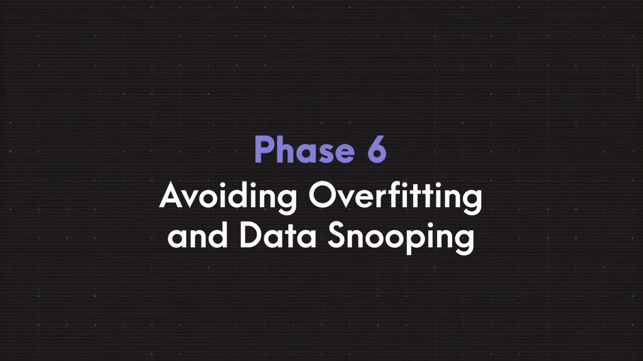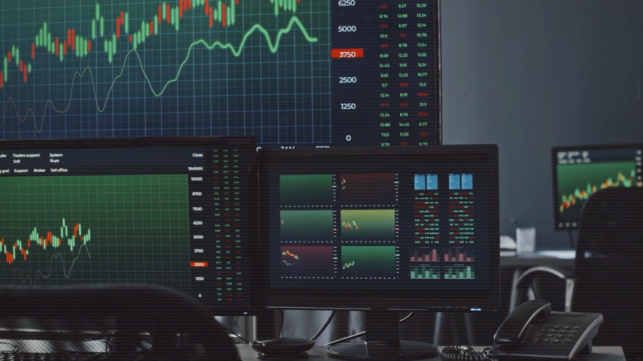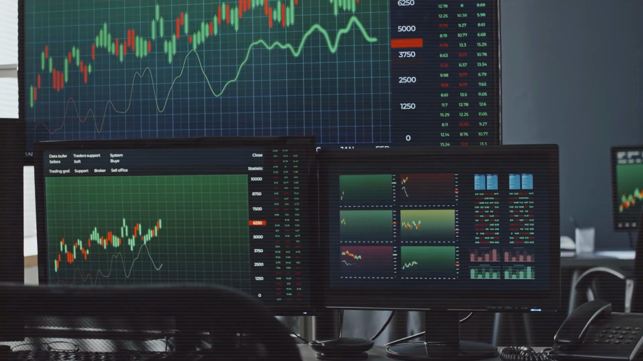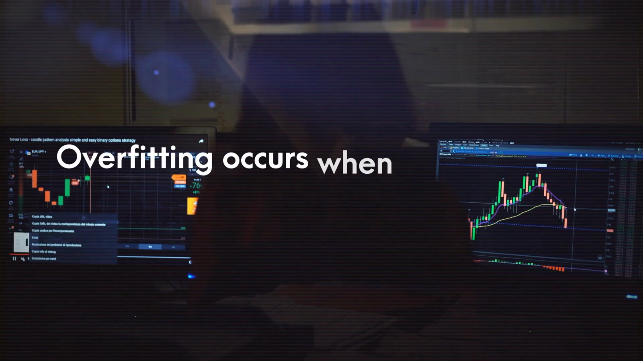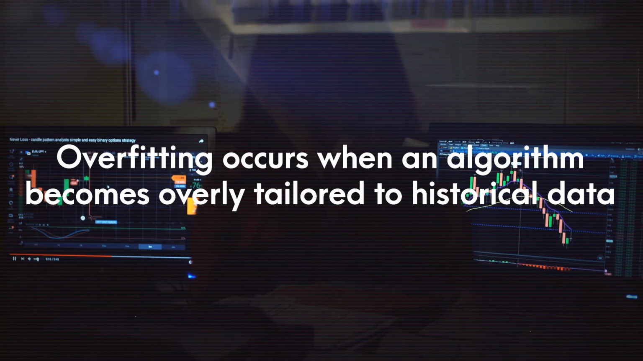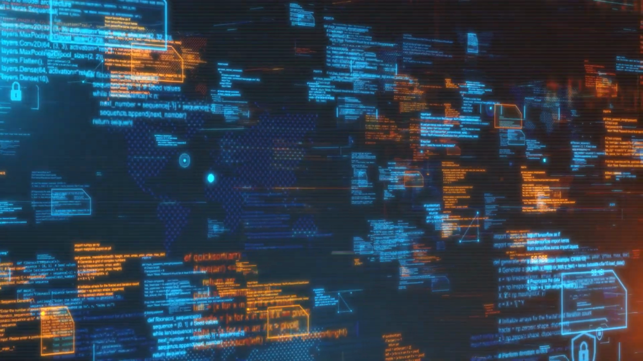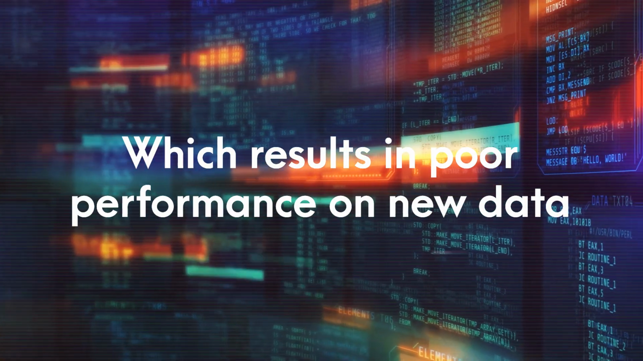Phase 6. Avoiding overfitting and data snooping. In algorithmic trading, avoiding overfitting and data snooping is critical for developing effective strategies. Understanding overfitting. Overfitting occurs when an algorithm becomes overly tailored to historical data, capturing random noise rather than meaningful patterns, which results in poor performance on new data.